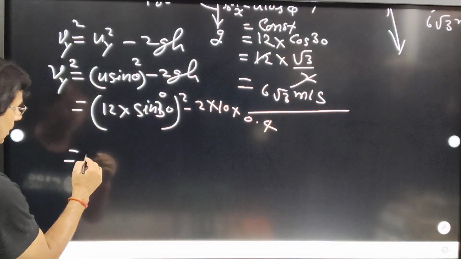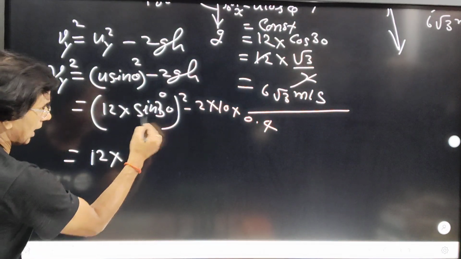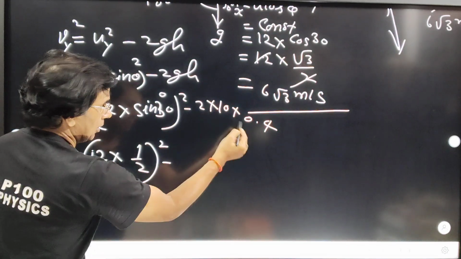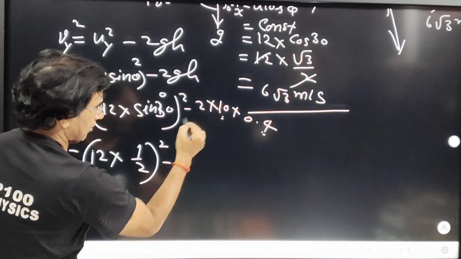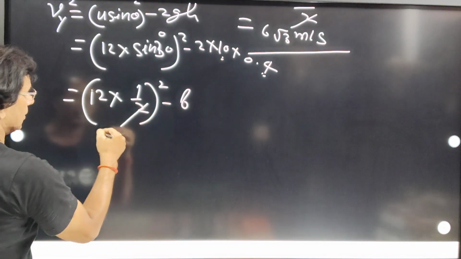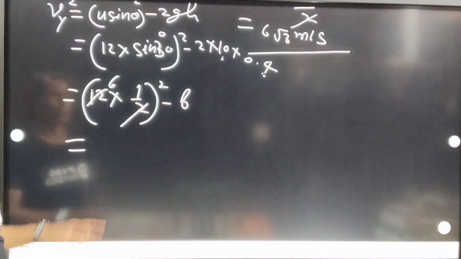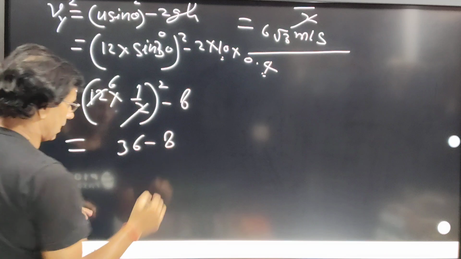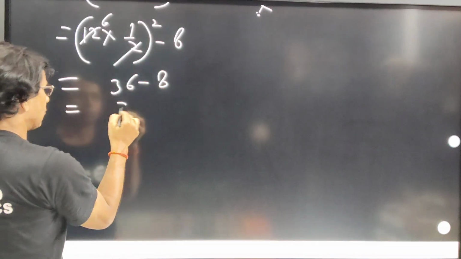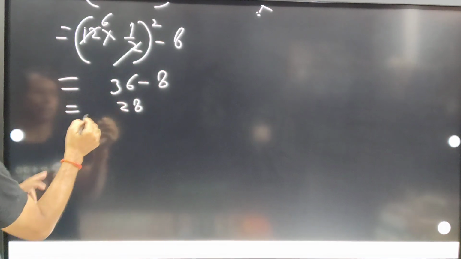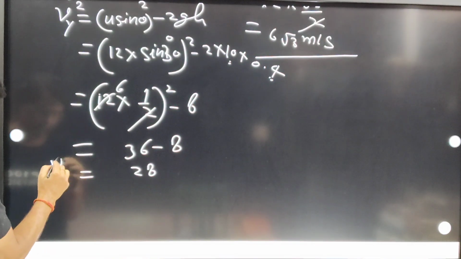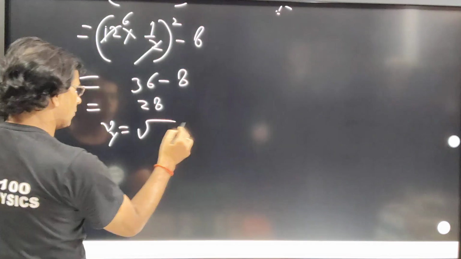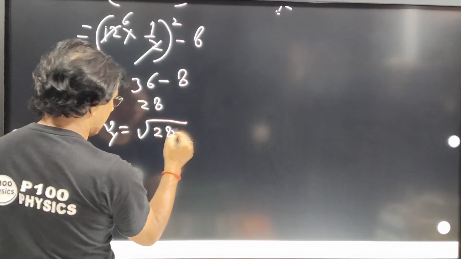Now solving, putting all values again: 12 into sin 30, which is 1 upon 2, squared, minus 2 into 10 into 0.4, which is 8. 12 times 1/2 is 6, and the square of 6 is 36. 36 minus 8 is 28. So Vy squared equals 28, and therefore Vy equals root 28 meter per second.